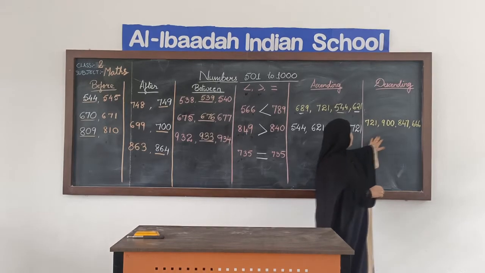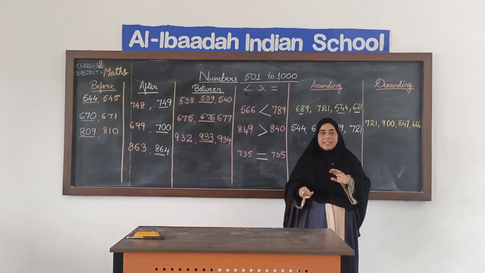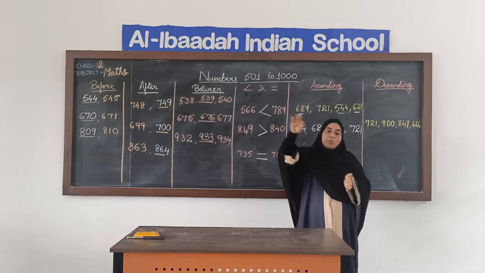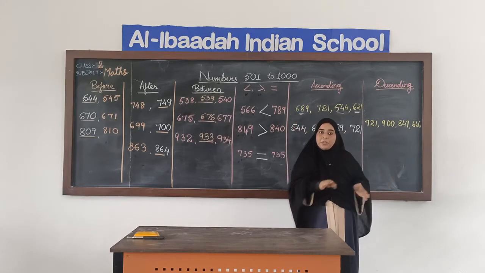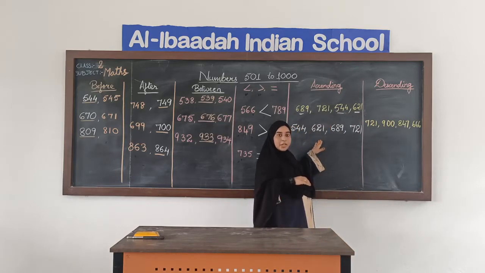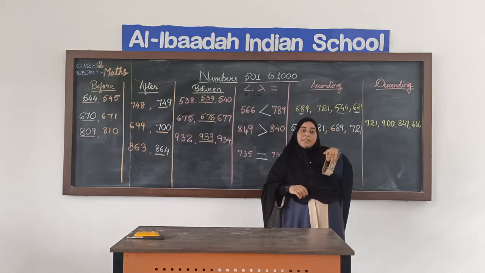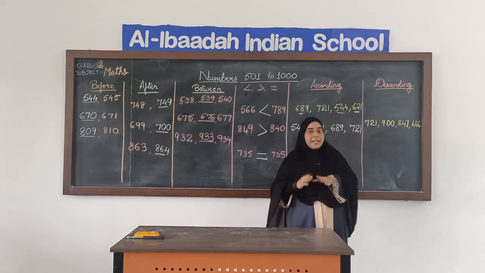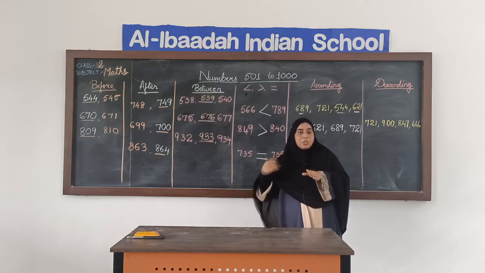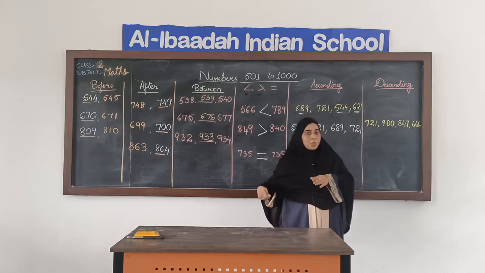Okay. The next we have descending order. Descending means opposite of ascending. Ascending means small to big. Descending will be big to small. Opposite of what we did here. Okay. Here we will start writing the number from greater value. That is the biggest number we will write first. Then next small, small, small. Okay. So we start from the biggest number to the smallest number.